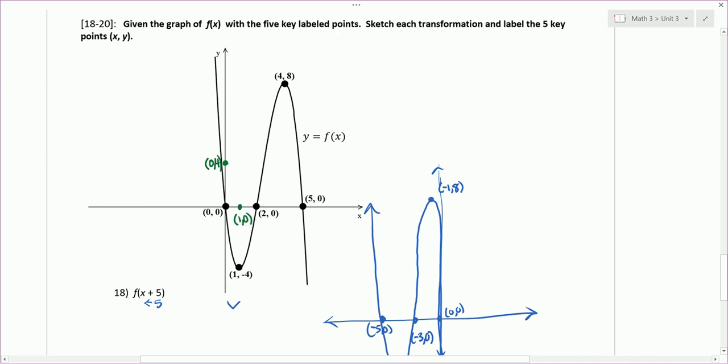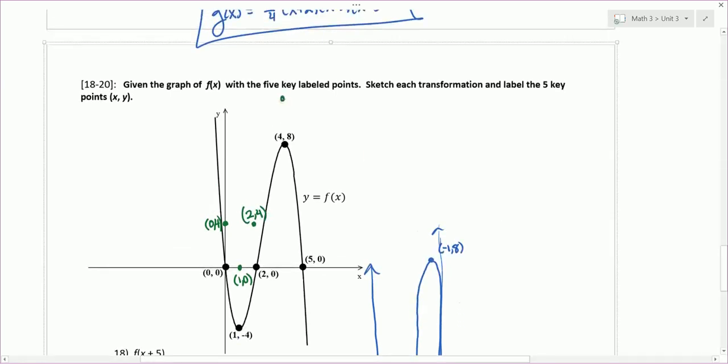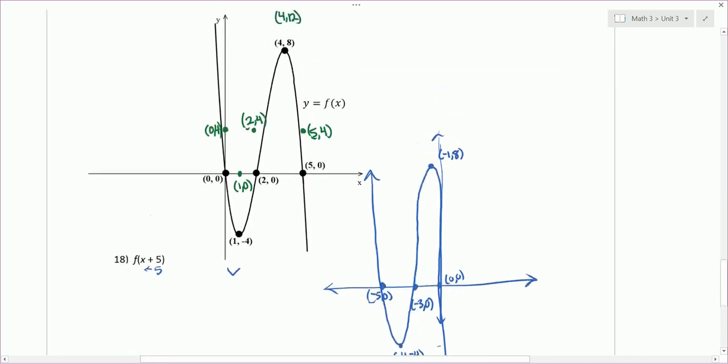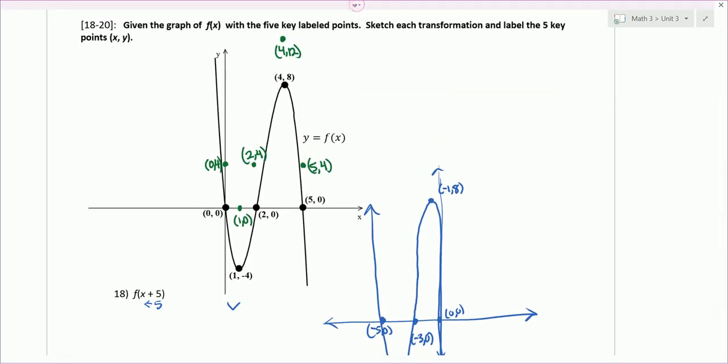Now take the 2, 0. If we move that up 4 units, we're adding 4 to the y value of 0, so we're adding 4 to the height. Still the same x value, so we're at 2, 4. The 4, 8, when you move that up 4, we're now at 4, 12. And then the 5, 0, when you move that up 4, we're at 5, 4. So all the x values stayed the same. The y values changed.